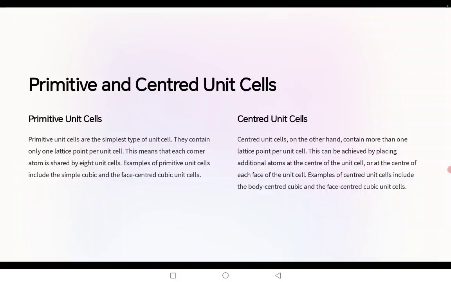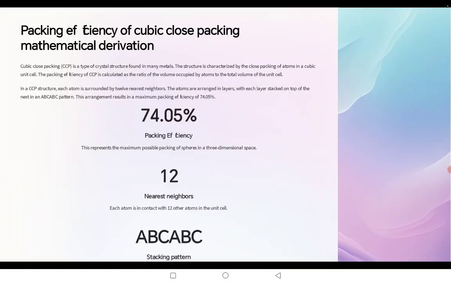On the other hand, centered unit cells contain more than one lattice point per unit cell. This can be achieved by placing additional atoms at the center of the unit cell. Examples of centered unit cells include the body-centered cubic and face-centered cubic unit cells.